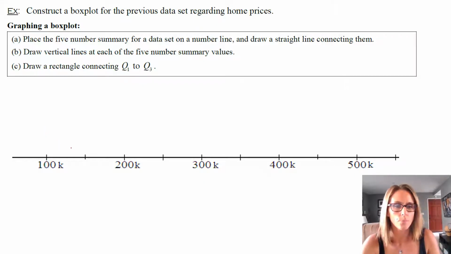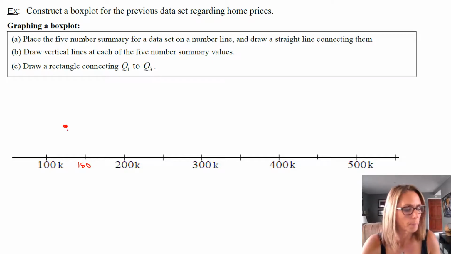Okay, so 128,000 sits somewhere here. So notice that these are in 50,000 increments. So this would be like 150,000. So 128 will be somewhere here. 163,000 will be somewhere here. So see if you can put the other values on to your notes. You can pause if you need to.